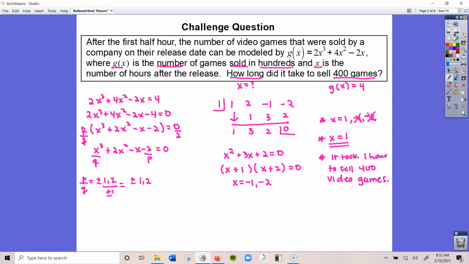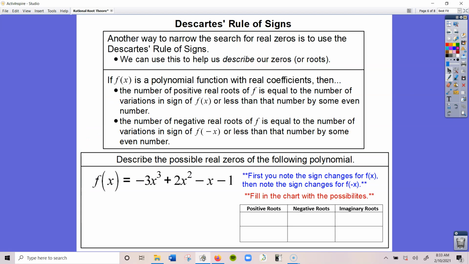All right, now let's see how we can further narrow down our search for zeros. We're going to look at another theorem today, which is the Descartes rule of signs, named after the mathematician. What this helps us do is to narrow down the signs of the zeros or the roots. Basically, if you compare the number of times that the sign changes from one term to the next, that's going to tell you how many possible positive roots you would have. And whatever number you get, it could be that number or less than that number by some even number.